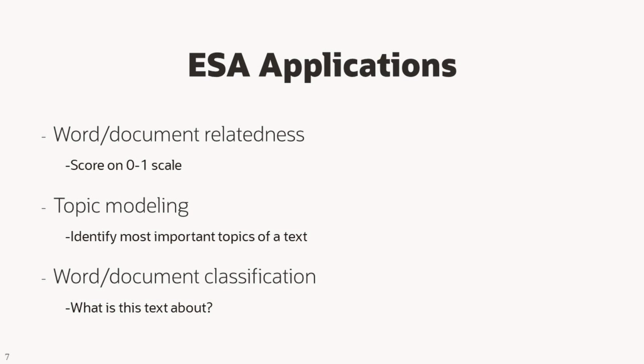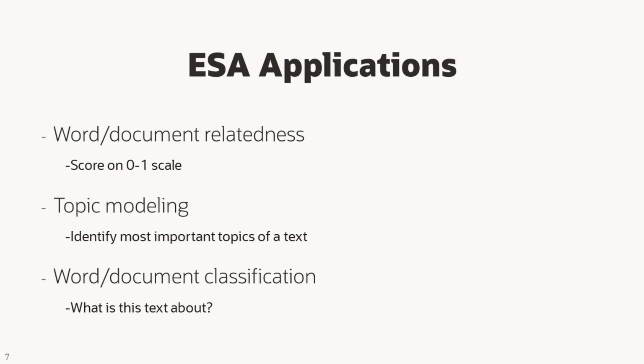analyze them. So what kind of use cases does this structure lend itself to? There's three main applications for ESA models. The first being word or document relatedness. In this case, you would input two different documents to your trained model, and it will return a score to you on a scale of 0 to 1 as to how similar those two documents are.